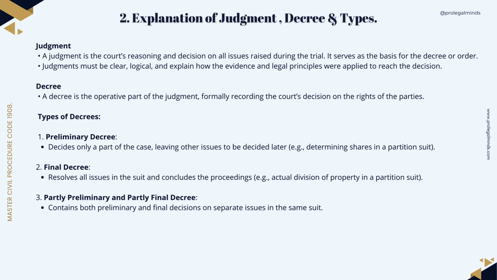Types of decrees. 1. Preliminary decree decides only a part of the case, leaving other issues to be decided later, for example, determining shares in a partition suit. 2. Final decree resolves all issues in the suit and concludes the proceedings, for example, actual division of property in a partition suit. 3. Partly preliminary and partly final decree contains both preliminary and final decisions on separate issues in the same suit.